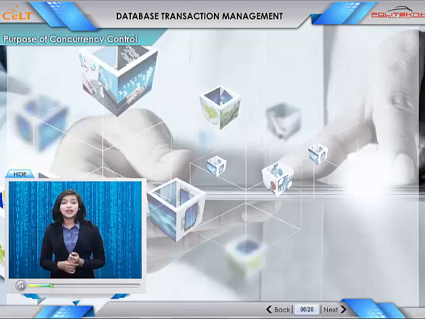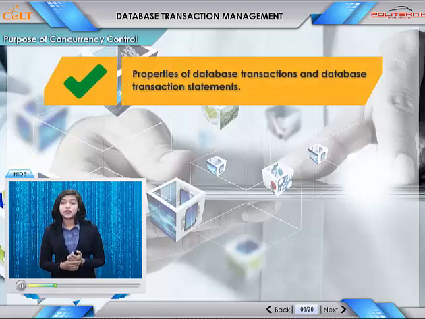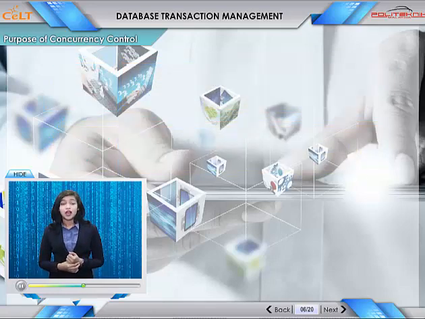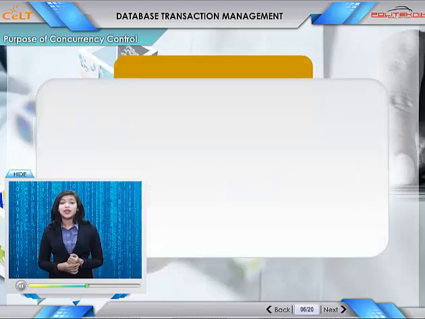We have just completed the section on properties of database transactions and database transaction statements. In this part, we will learn about the purpose of concurrency control, interference problems arising from simultaneous access to a database, and tools of prevention and recovery. First, let's take a look at the purpose of concurrency control.